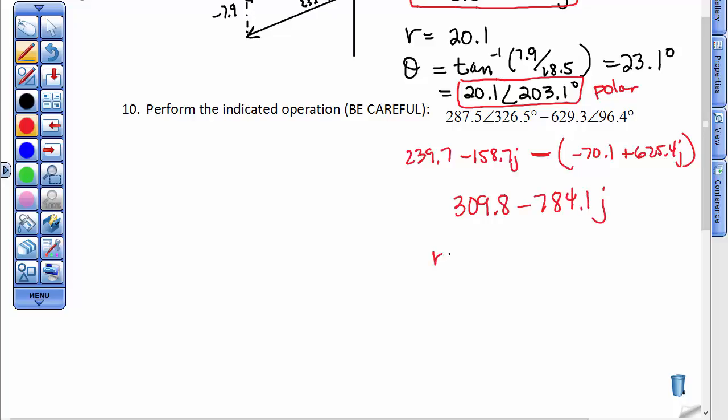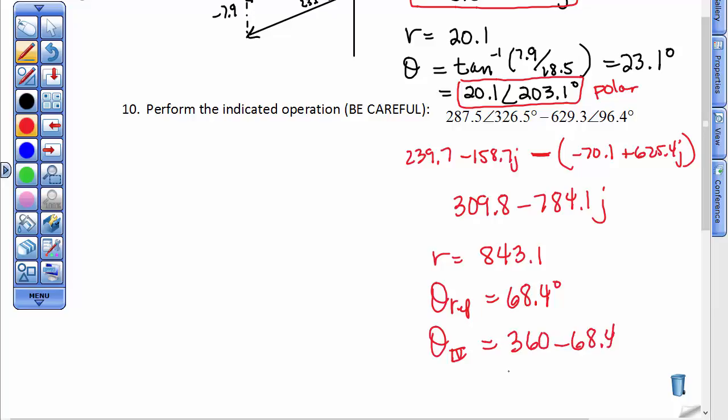784.1j. When you use the Pythagorean theorem on this, the R value turns out to be 843.1. Your reference angle is 68.4 degrees for these two x and y values, but because x is positive and y is negative, you're in the fourth quadrant, and that would be 360 minus the 68.4, which is 291.6 degrees. So 843.1 at an angle of 291.6 degrees.